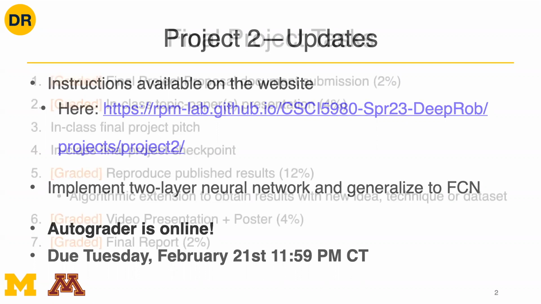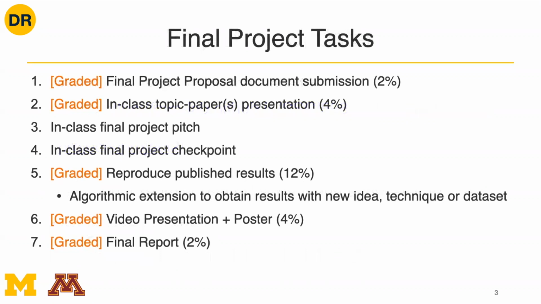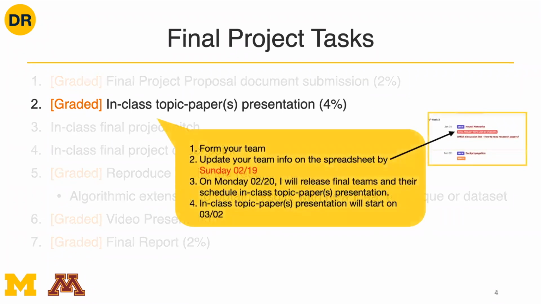Okay, some notes on the final project. I showed this list of tasks that is relevant to the final project. Today I want to highlight the second part, which is the in-class topic or paper presentation. This will be done in teams. So the most critical thing is to form the team. I know most of you already have your team on the spreadsheet, but there are a few people who have to update. Maybe you already formed the team, you have just not updated the spreadsheet. So please go ahead and do that.